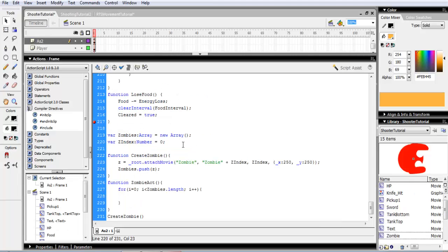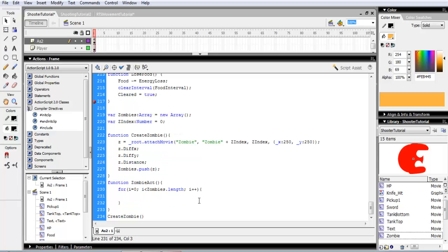Alright, so we need to make some more variables in Z. This is how you declare variables. You go Z.Z., then you make a variable. So you go diffX, which is our difference, diffY, and Z.distance, like that, and that gives us three variables which we can use.